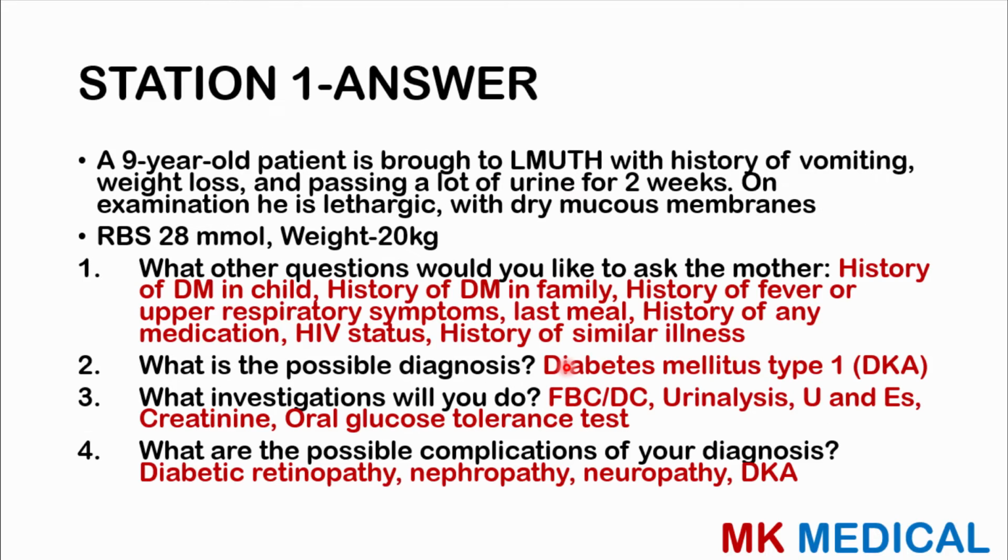And here comes the answer. So I feel like we've done this question before. This is a history of a diabetic child, and obviously, you're going to be asking for a history of diabetes in the child. You're going to be asking of a history of diabetes in the family. You're going to be asking for a history of fever or any upper respiratory tract symptoms, any chest pains, any cough. You're also going to be asking for the last meal this child ate, and any history of any medication that this child is taking. Ask for the HIV status of this child, and ask if they have had any history of a similar illness.